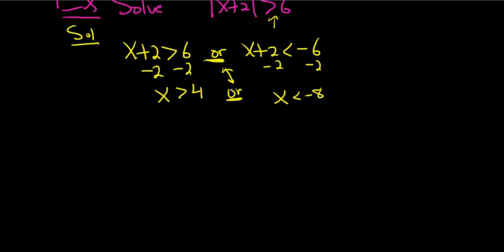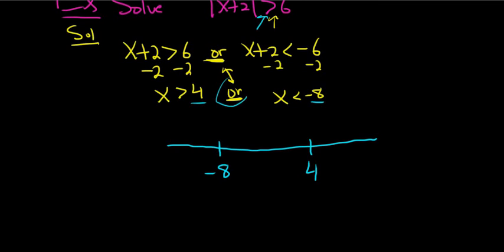So it's not necessary, but I like to draw a picture. And then you just plot these numbers. Okay, so 4 is here, and -8 is here. So whenever you have the greater than, you're going to get an or, and you're always going to get a union in the answer. So greater than 4, that's all the numbers over here. Less than -8, that's all the numbers over here.